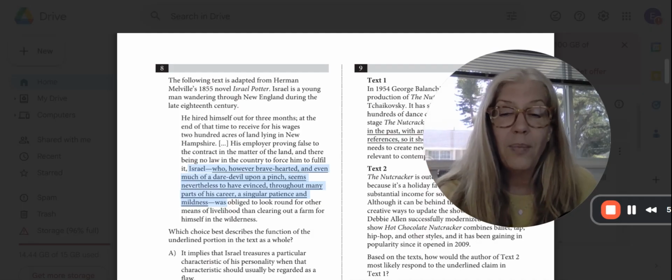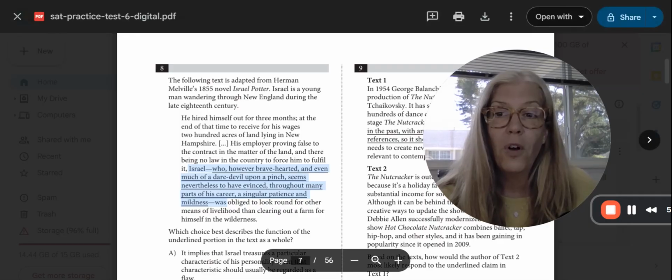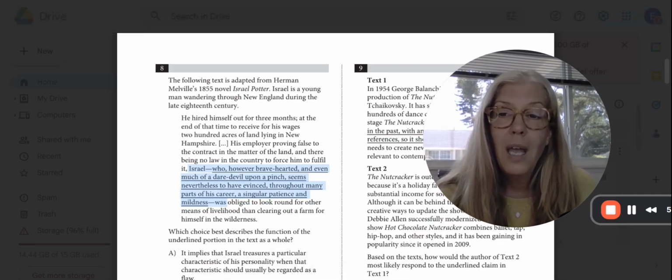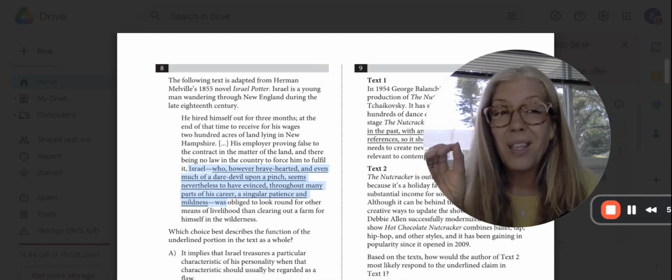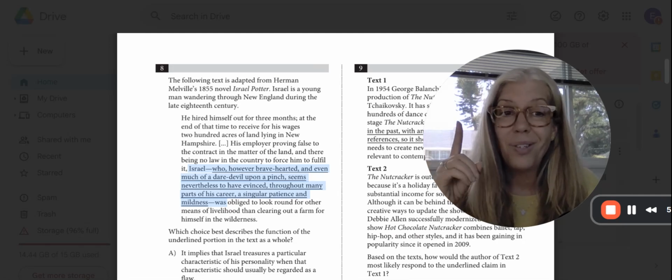His employer, I'm just starting here, his employer proving false to the contract in the matter of land, and there being no law in the country to force him to fulfill it, Israel was obliged to look round for other means of livelihood than clearing out a farm for himself in the wilderness. So the truth is, on these positives, I can take them out and the sentence will still make sense.